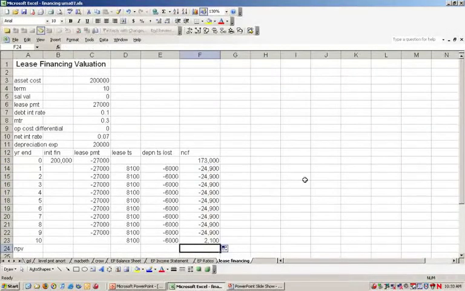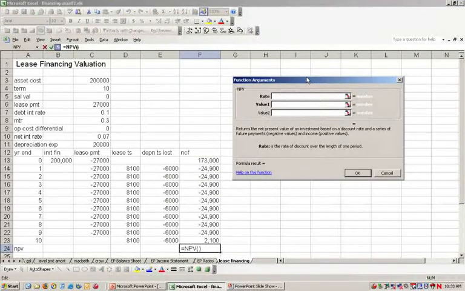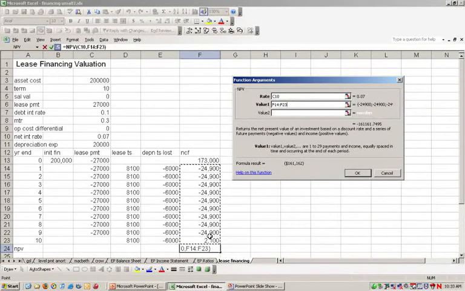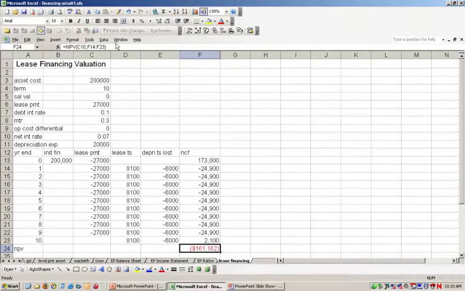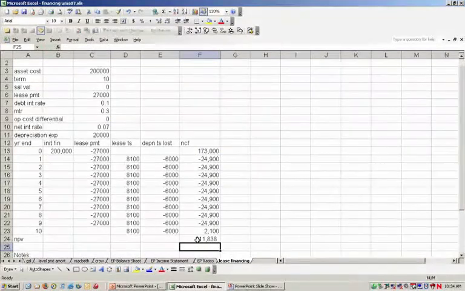The final step is to calculate the NPV of this stream of cash flows. So once again, let's go up and invoke the NPV function. And for our interest rate, we want to use the 7%, which is the net interest rate on debt. And for our values, we use the cash flows occurring at the end of years 1 through 10. Say OK. And then we need to go and amend the NPV function, as we've done many times before, by adding in the year 0 cash flow. And we get our net present value of the lease of $11,838.